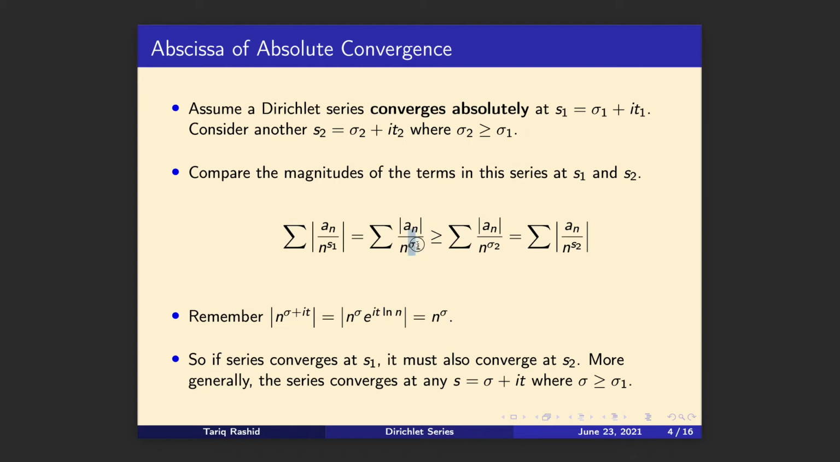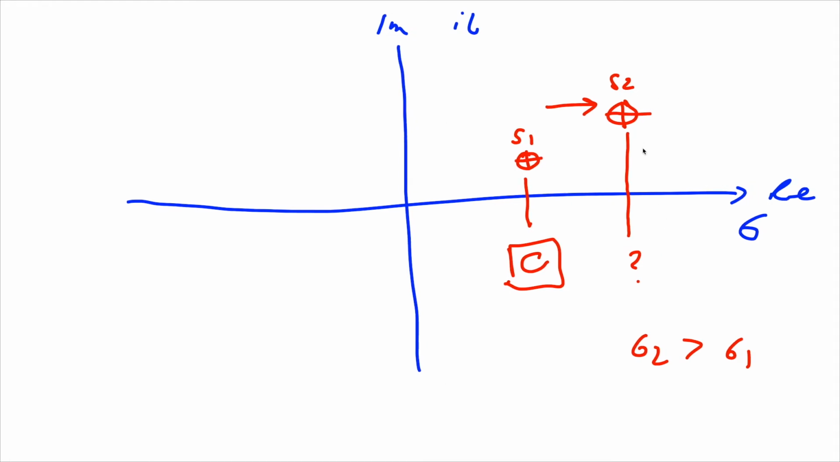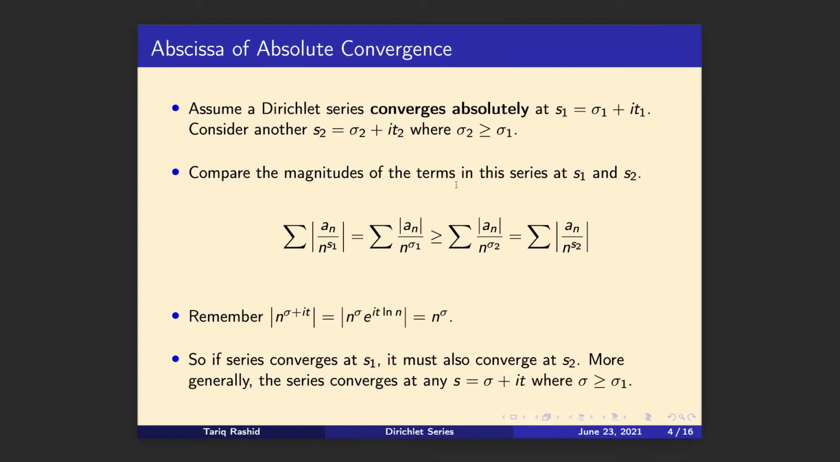Now we know that sigma 1 is less than sigma 2 because sigma 2 is to the right of the other point. Do you remember? Sigma 2 and sigma 1. So sigma 2 is larger. That means something over n to the sigma 2, where sigma 2 is larger and n is an integer, is a smaller fraction. So this is more than that quantity. And then we can undo this packing that we did, this conversion from complex to real, and go from real back to complex. That's the magnitude of a_n over n to the s2.